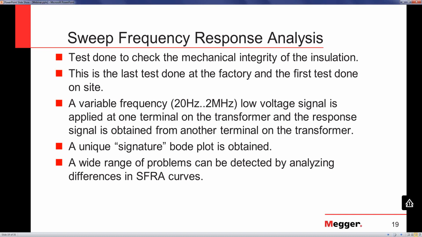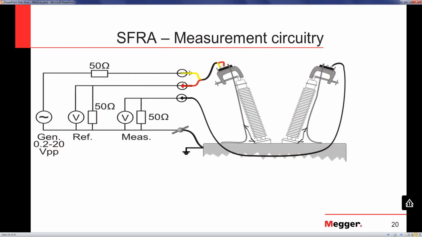So the sweep is done over a wide range of frequencies, and you get a unique signature Bode plot. When I say signature, what I mean is that it's unique to every transformer. Even two sister transformers, that is, transformers having the same design, would display certain minor deviations in the same type of measurement curves. A wide range of problems can be detected by analyzing differences in SFRA curves. Different frequency ranges correspond to different problem areas.